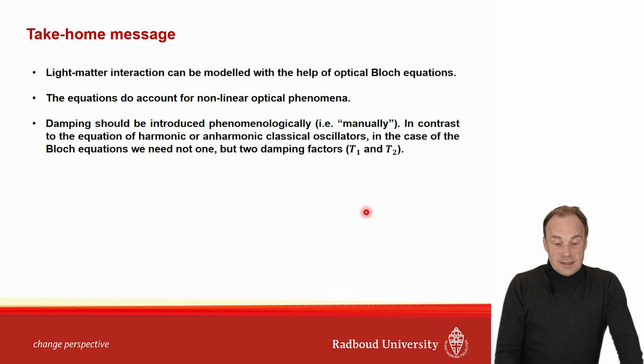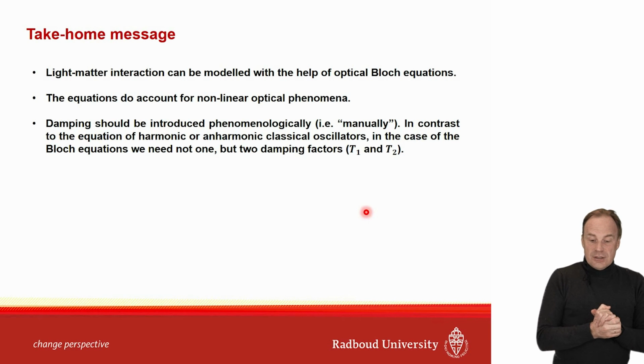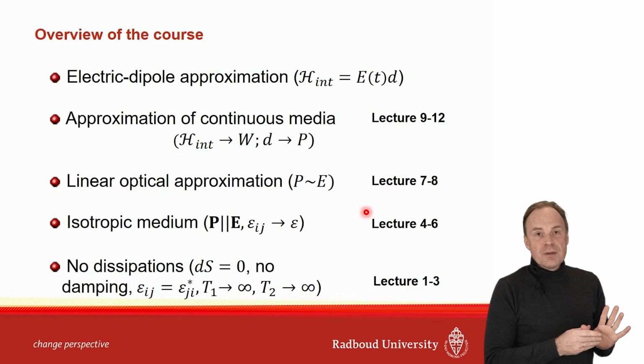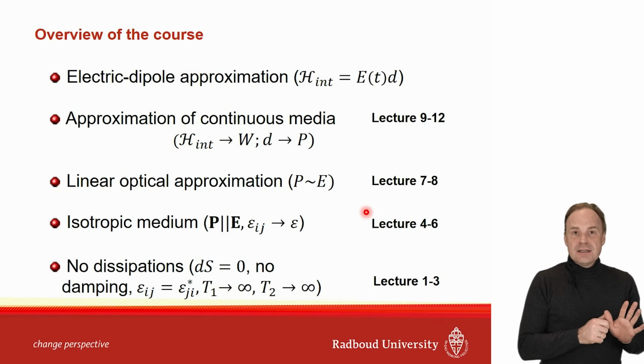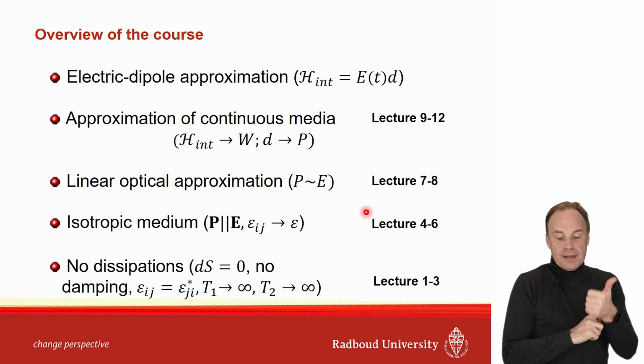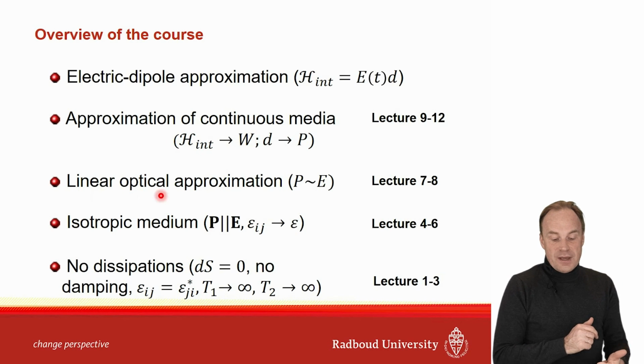So with this, let me make an overview of the whole course. We started with five main approximations that can help us to describe light-matter interaction: the approximation of electric dipole, the approximation of continuous medium, the linear optical approximation, the approximation of isotropic medium, and the approximation of no dissipation.